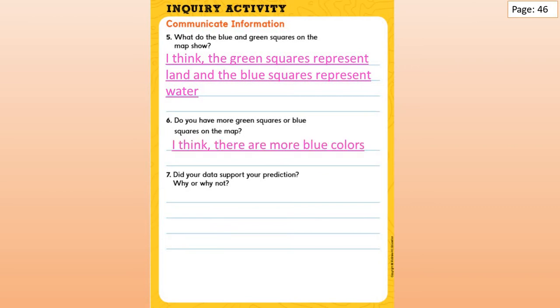The next question, do you have more green squares or blue squares on the map? There are more blue colors. The next question, did your data support your prediction? Why or why not? As we said, water covers more of Earth. Oceans are so big. Please, grade 2, be sure to write this in your book.